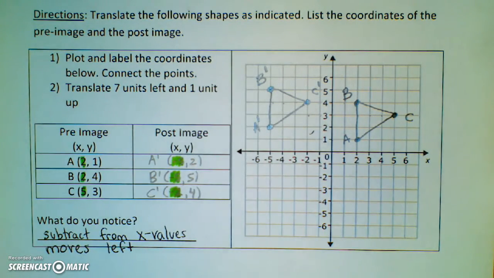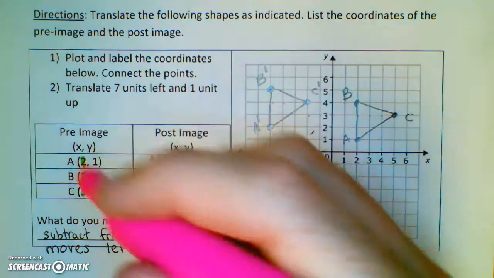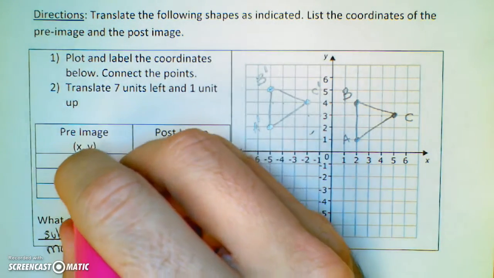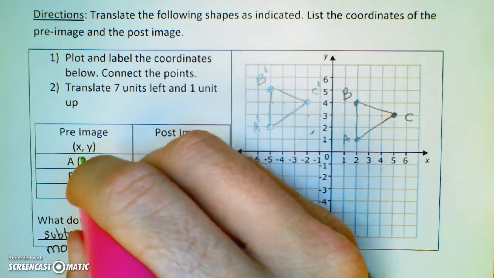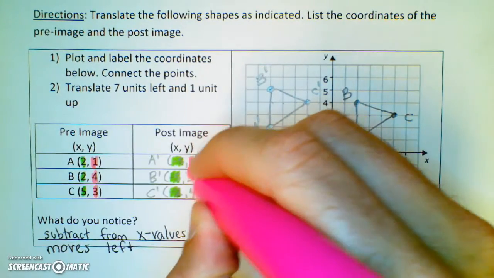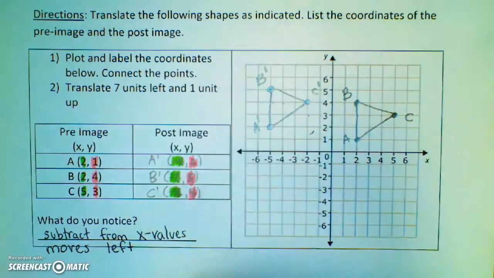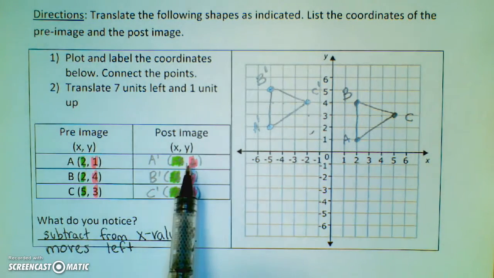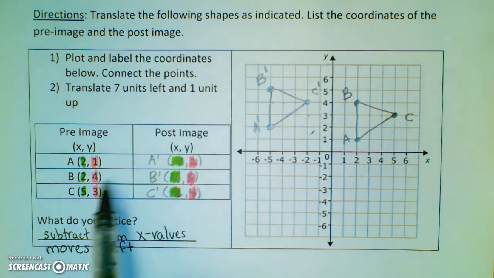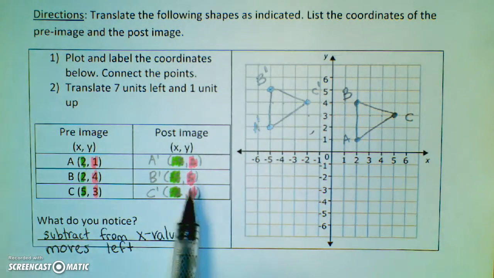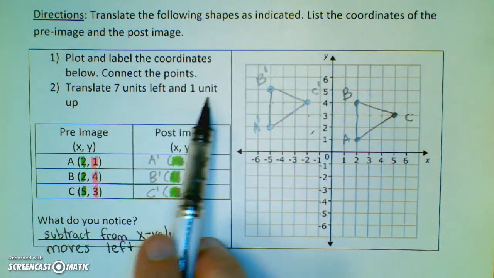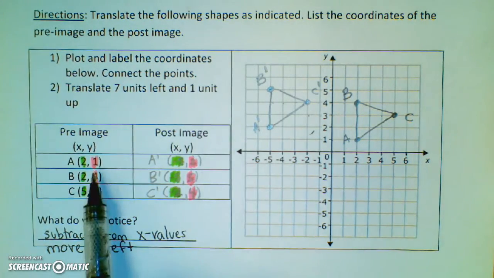Compare that to the y values. Here are my y values. It's the second position in the coordinate. And let's compare. I started at 1 and I moved up to 2. Started at 4 and I moved up to 5. Started at 3 and I moved up to 4. My translation was 1 unit up, so it looks like all I'm doing is adding 1 to each of these numbers.